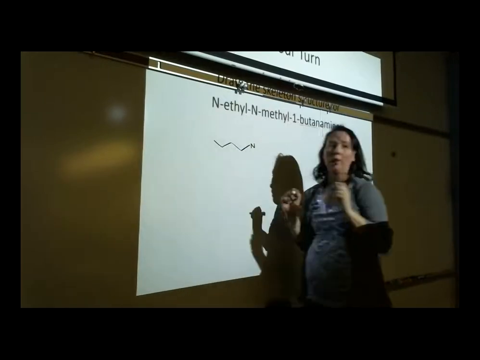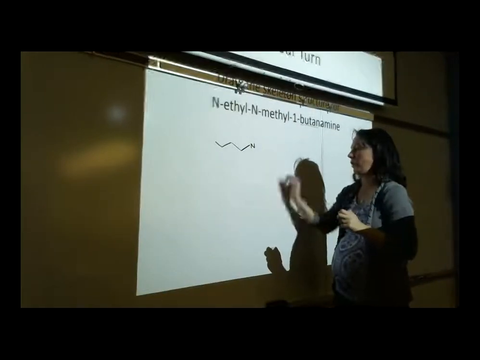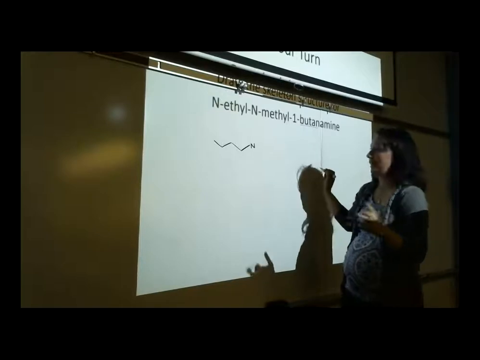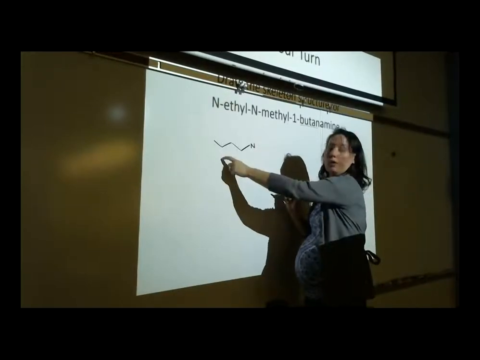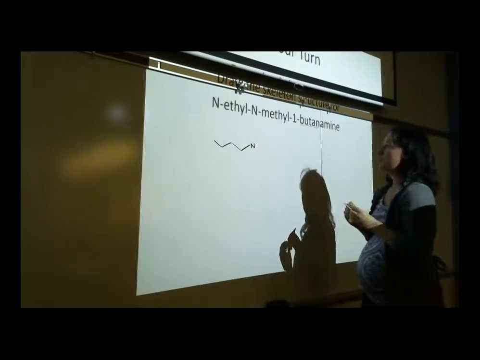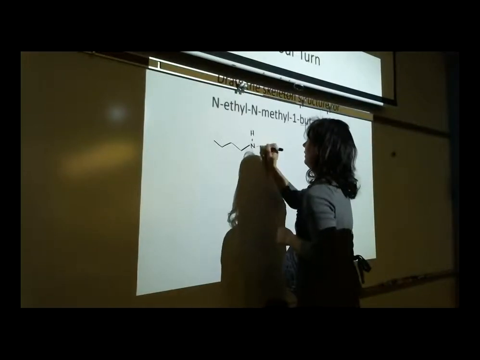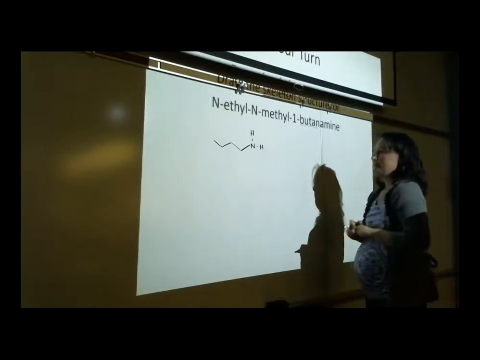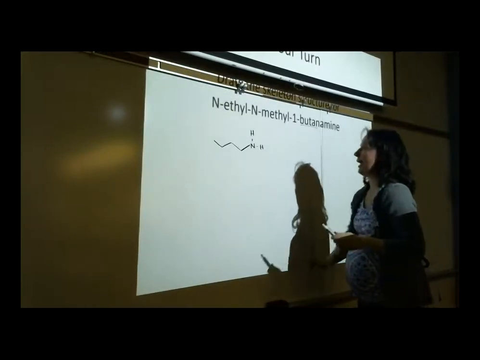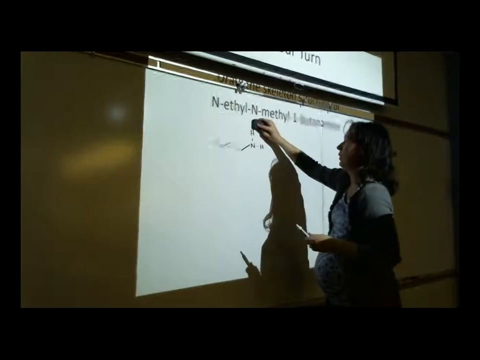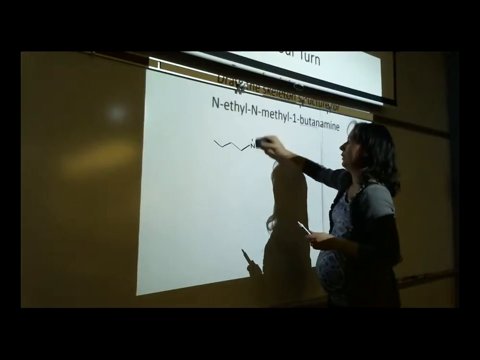Because this is a really common mistake I see students make. They'll start counting out 1, 2, 3, 4, and then they'll start sticking stuff on the end, and they accidentally chop off one of their carbons. So 1-butanamine would be this, right? But that's not what we want. We want N-ethyl, N-methyl. So what's that going to look like?